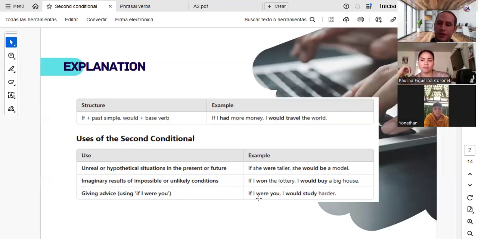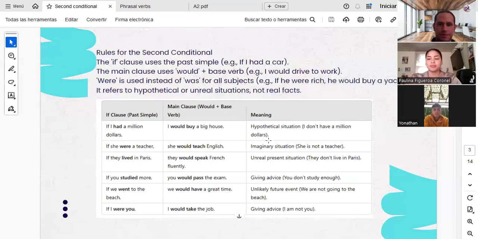So far, do you have any questions? For example, in the first example, if I had more money, I would travel the world. Do you always use would? Always. In the second conditional, you always use would. Okay. Viajaría. Yo viajaría alrededor del mundo, ¿sí? Okay, let's continue.